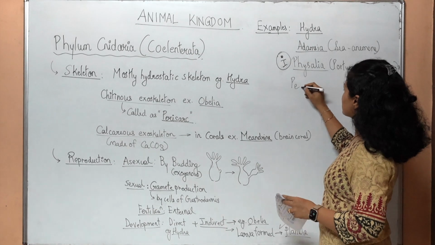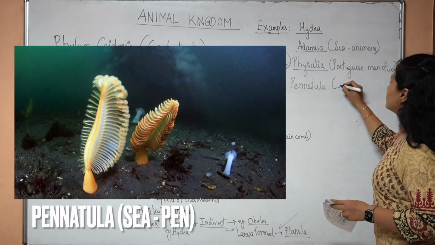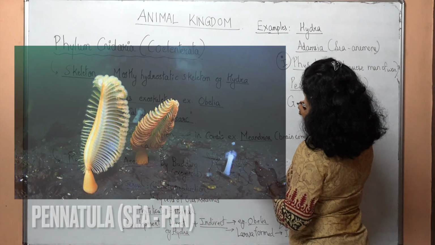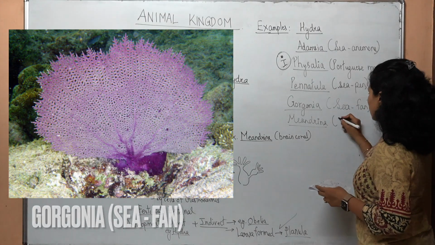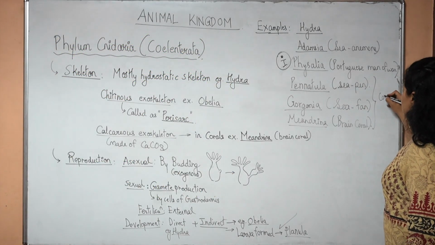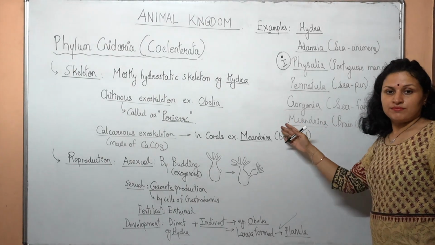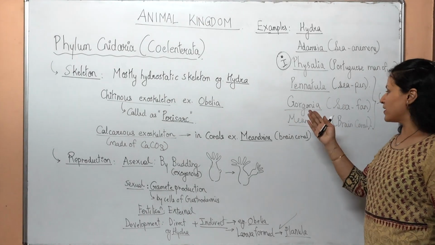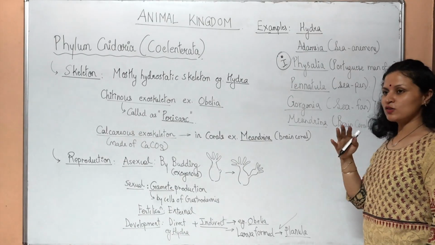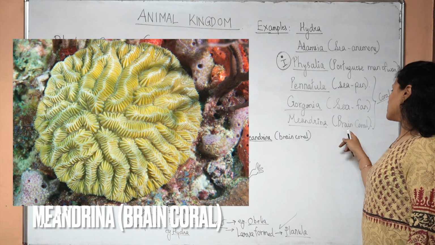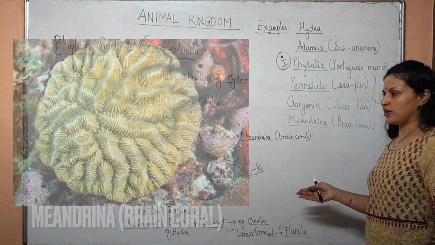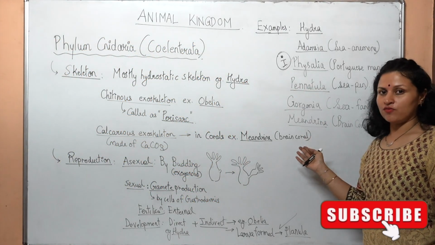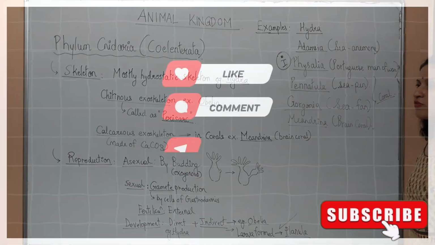Then there are others like Pennatula, which is called the sea pen. Then there is Gorgonia, also called the sea fan. Meandrina, the brain coral. These are the coral species, and you could read about them. Pennatula is called sea pen because it looks like a pen. Gorgonia is called the sea fan because it looks like a fan. And Meandrina is called the brain coral because it looks like a brain. It has ridges on it which resemble the brain. You must read about these for your homework, including Physalia, the Portuguese man of war.